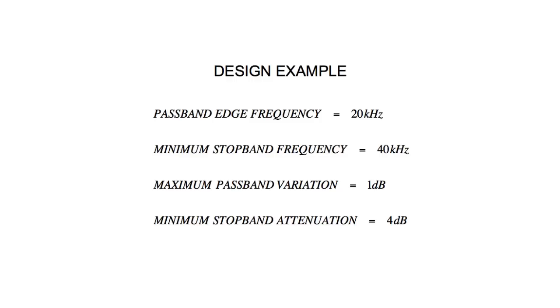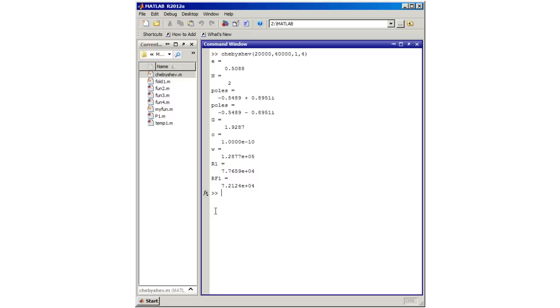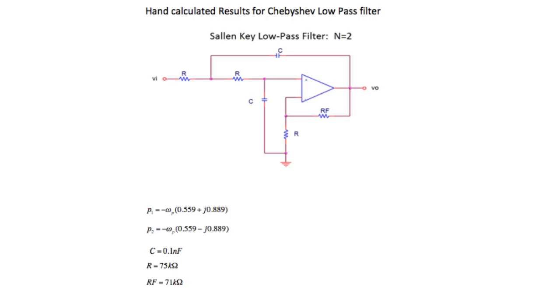Let's try testing the following values. From the command window, we type in our function name as well as our parameter values, f of p, f of s, a max, and a min. For more results, you can see the capacitor and resistor values, as well as the gain and the poles. From our hand-calculated results, we can see that the results are almost identical.